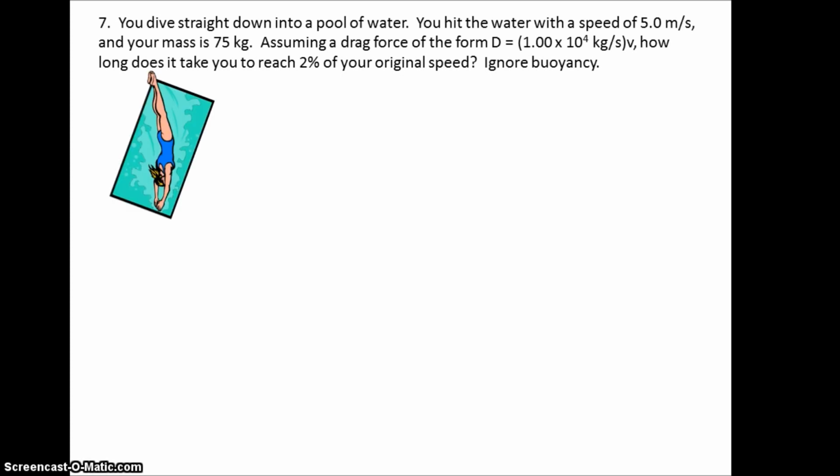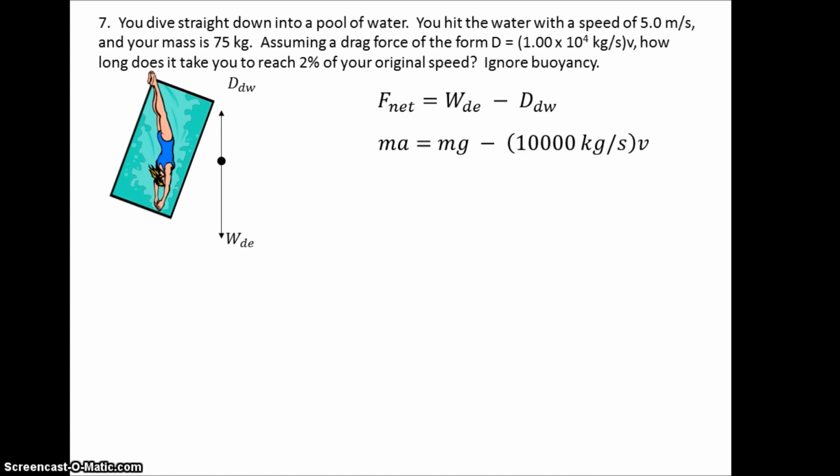Okay, so you splash into the water, and you're going into the water, and you're slowing down. So there's going to be a drag force up and a weight force down. So the net force equation would be the weight force minus the drag. Of course, the net force is ma and weight is mg. Drag is given as 10,000 kilograms per second times v. a would be equal to g minus 10,000 kilograms per second over m times v. a is really the time rate of change of velocity, dv/dt.